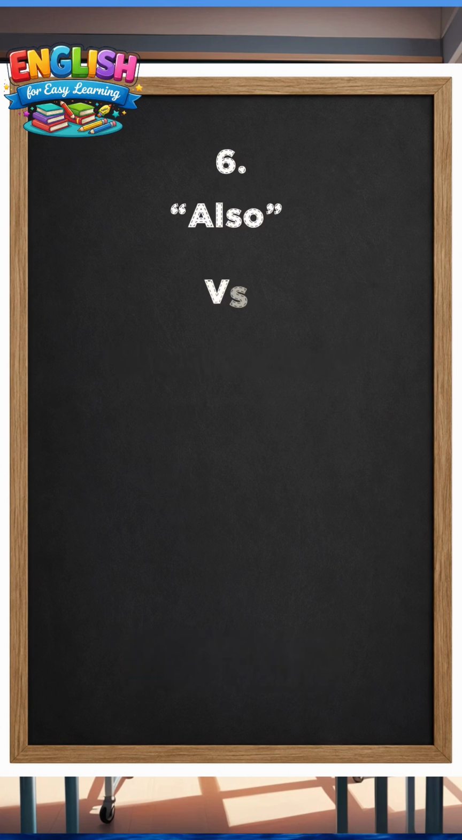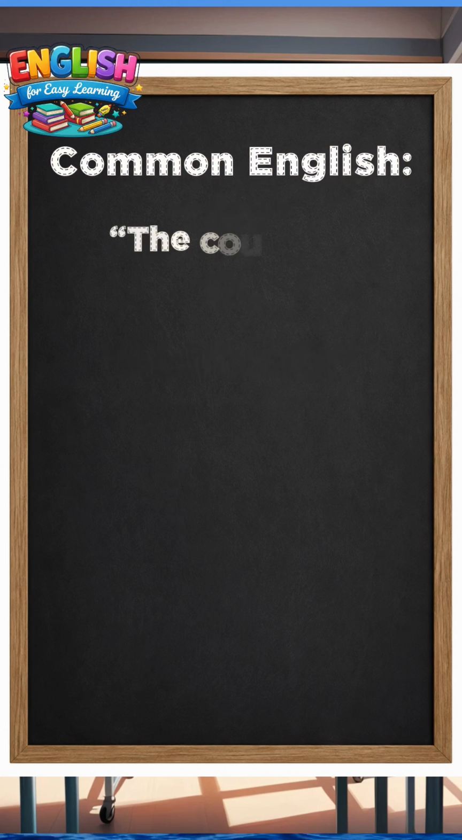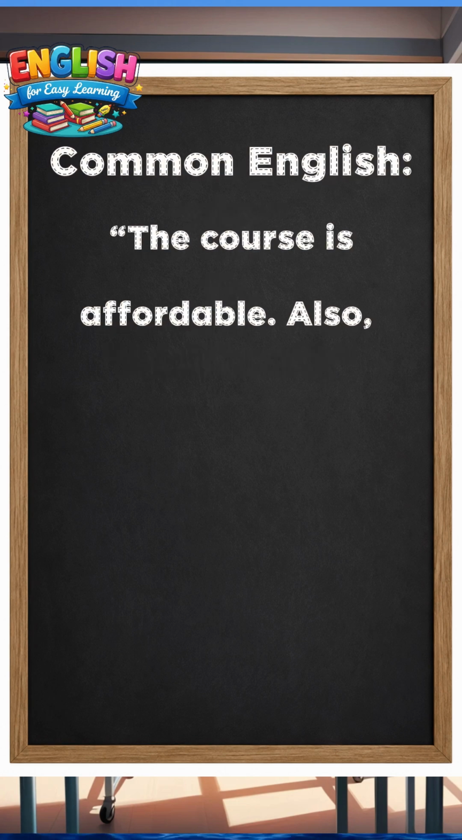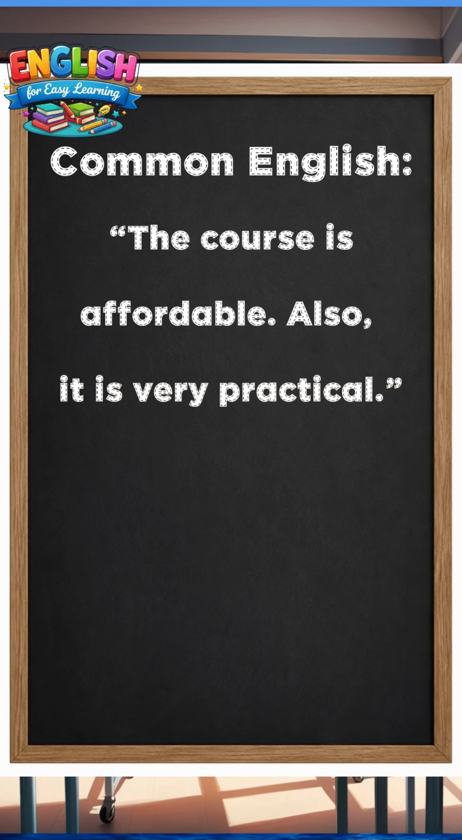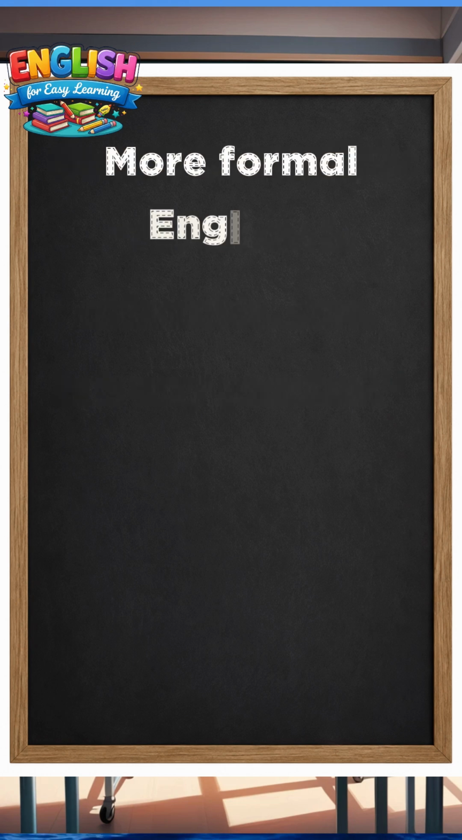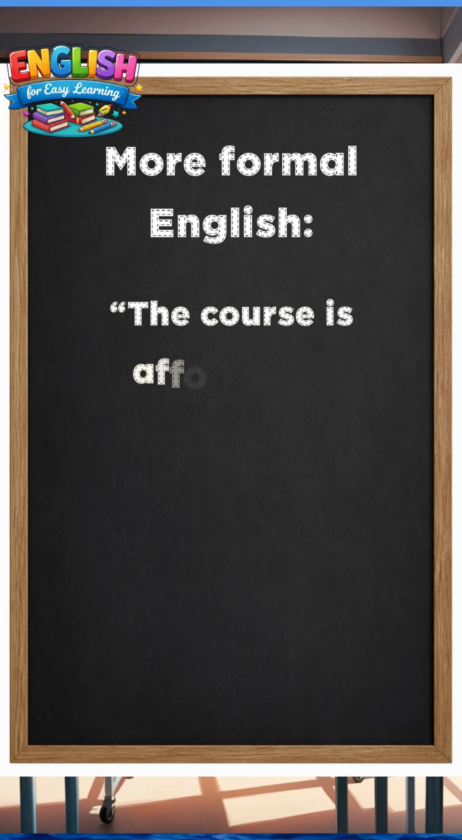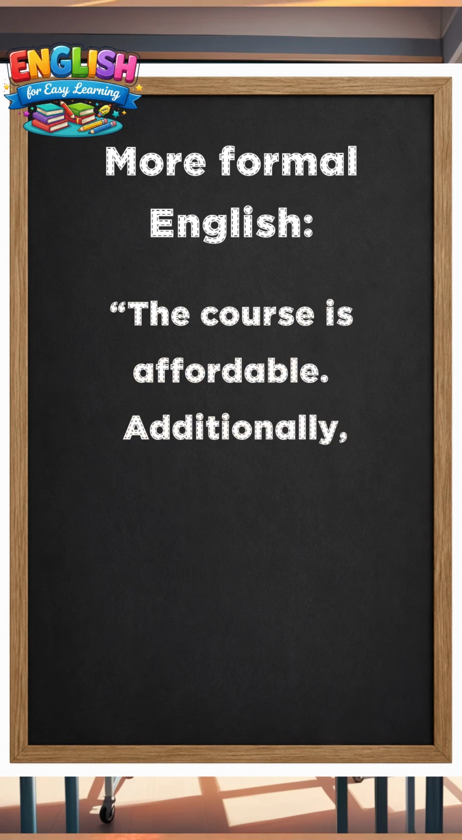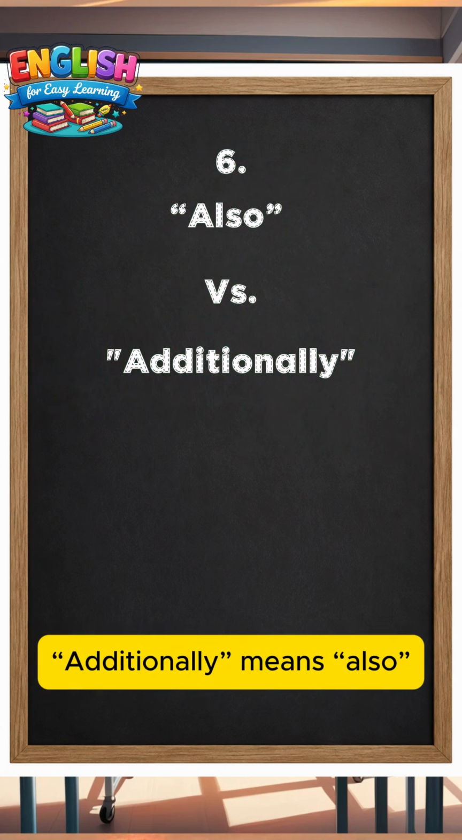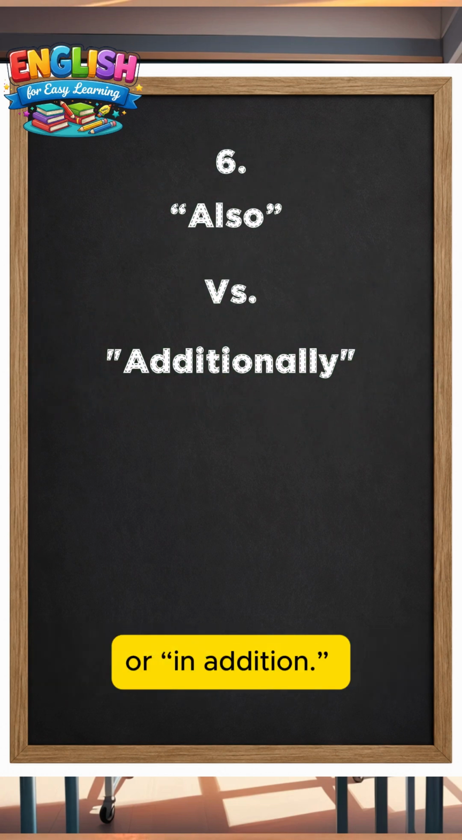6. Also versus additionally. Common English: The course is affordable. Also, it is very practical. More formal English: The course is affordable. Additionally, it is very practical. Additionally means also or in addition. It is commonly used in formal writing.